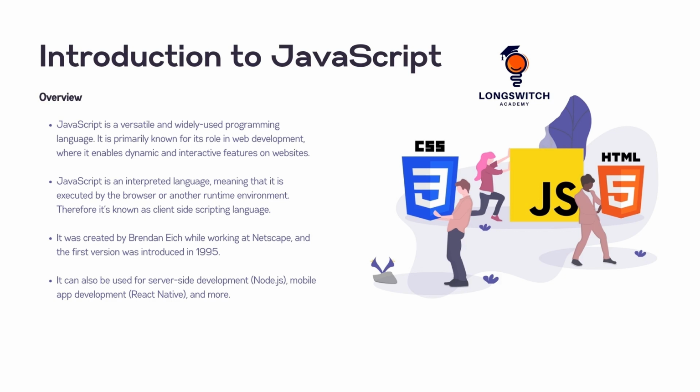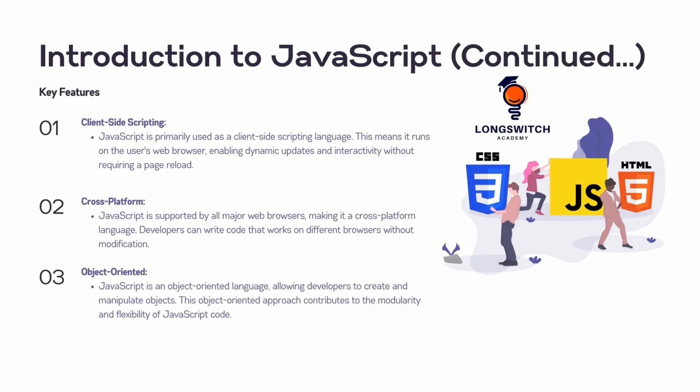Now let's go through some key features of JavaScript. JavaScript, a dynamic and versatile programming language, is renowned for its pivotal role in web development. Its multifaceted features empower developers to create interactive and engaging web applications. Let's delve into the key characteristics that define JavaScript's significance in the programming landscape.